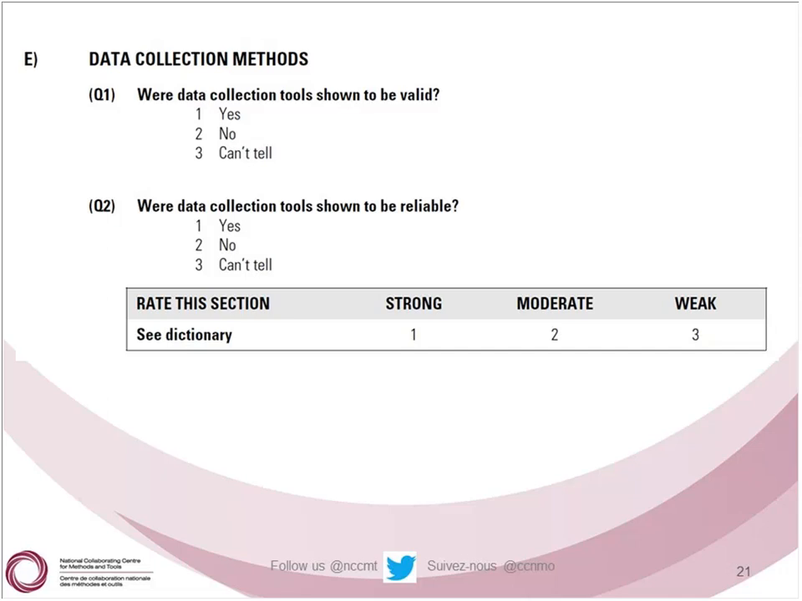So what we're looking for here in a write-up of the study is that there is evidence to show validity and reliability of the measures, and particularly as it relates to the outcome measures is what we're interested in here. So if the data collection tool was valid and reliable, we would say that it's strong in this case. If we were saying no or can't tell, that's when we would say weak. If we said that the tool was valid but not reliable, that would move it into a moderate type of rating there.